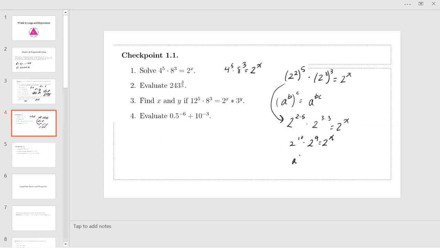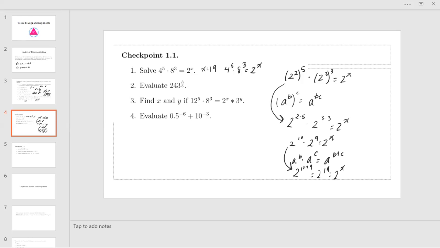And if you remember, a to the b times a to the c is simply a to the b plus c. So this here is just 2 to the 10 plus 9, which is 2 to the 19. Hence we have that x is equal to 19. So that's our answer to the first part of this checkpoint.